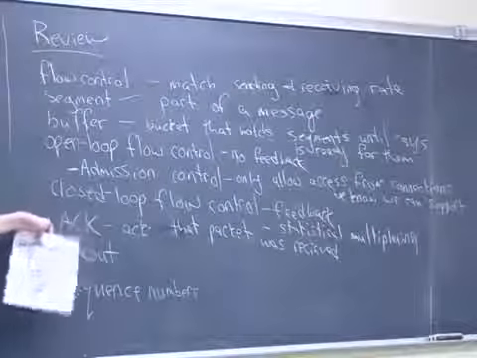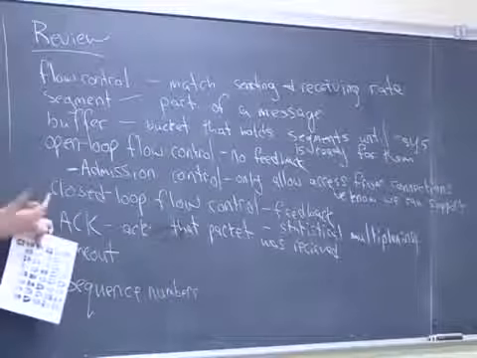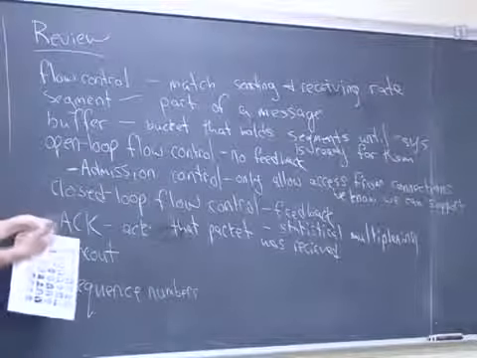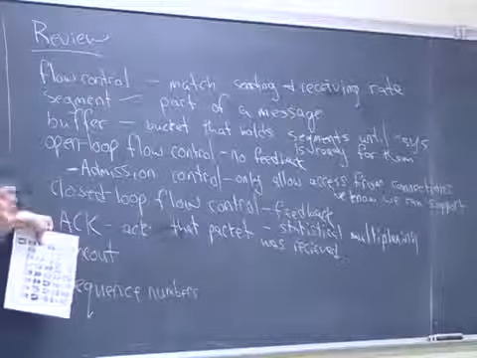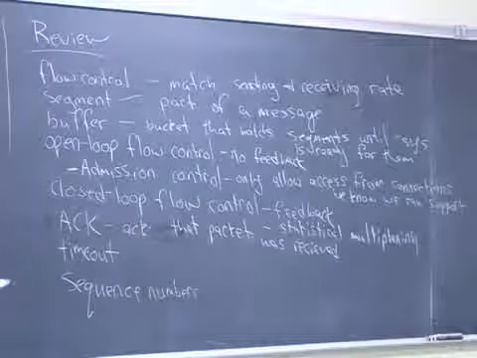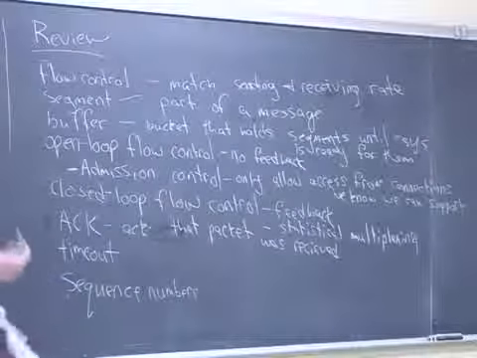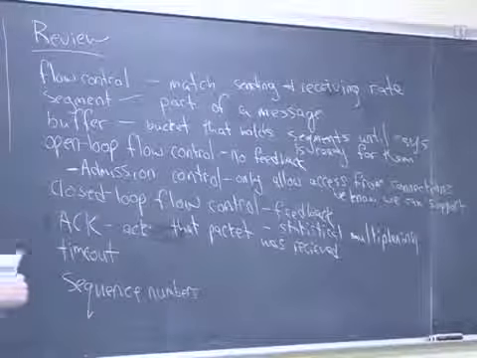So acknowledgements are good for doing a few things. They're good for reliability, because if you don't get an acknowledgement for a segment, then you know it was lost somewhere in the network, right? So you can use acknowledgements for reliability, but today we're going to learn how to use acknowledgements for flow control and congestion control, all right? And that's really the contribution of TCP.